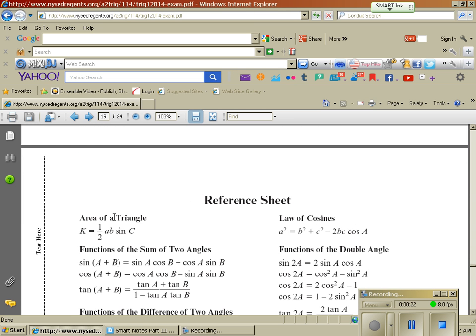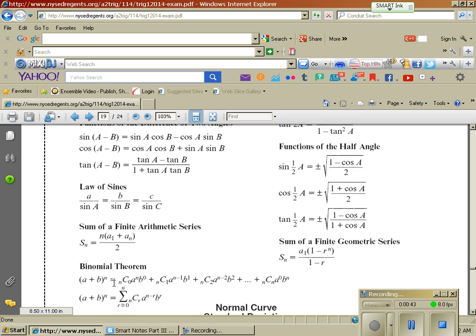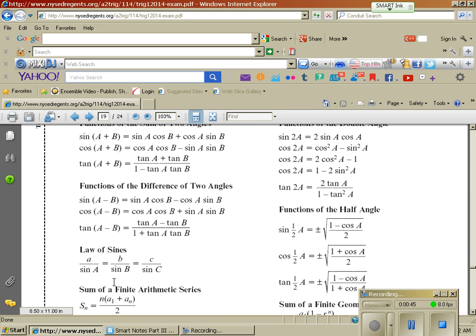Okay. So we have area of a triangle, we haven't done that yet. Law of cosines, we haven't done that yet. But we're going to use the rest of these: functions of the sum of two angles, functions of the difference of two angles, functions of a double angle, and functions of a half angle. So you need to just really remember that these are on this sheet and that you can use them. We'll also eventually do law of sines. Everything else is stuff we've already done.